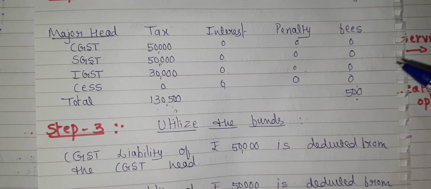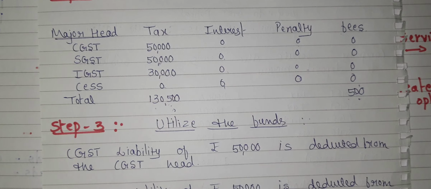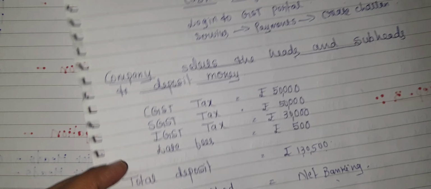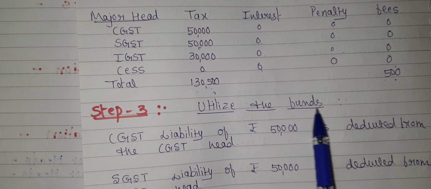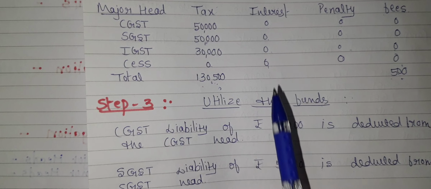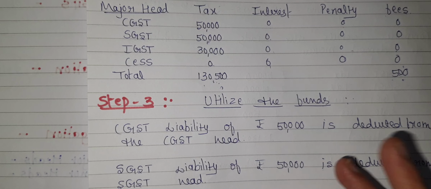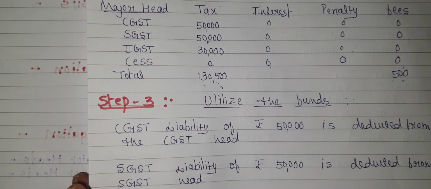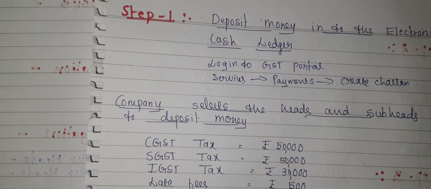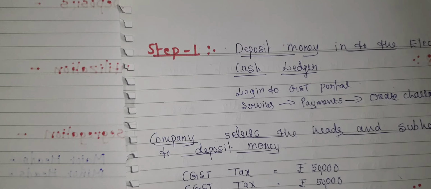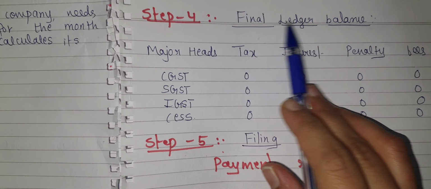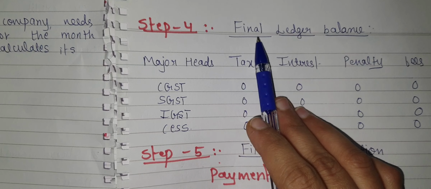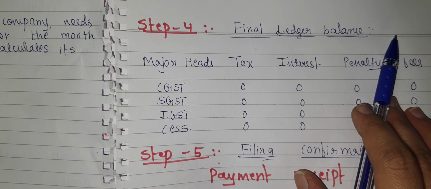We have deposited rupees 1,30,500 and we have utilized funds of rupees 1,30,500. It means there is no remaining amount. Okay. And our step 4 is the final ledger balance.